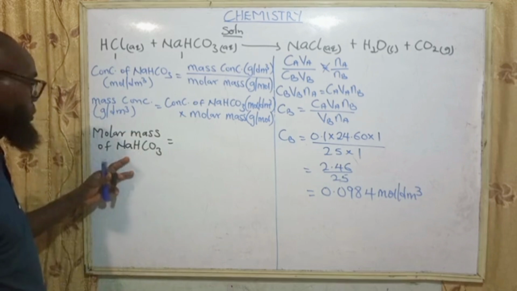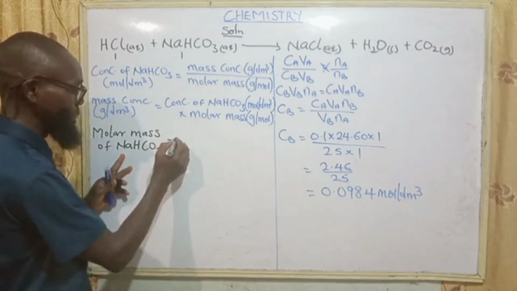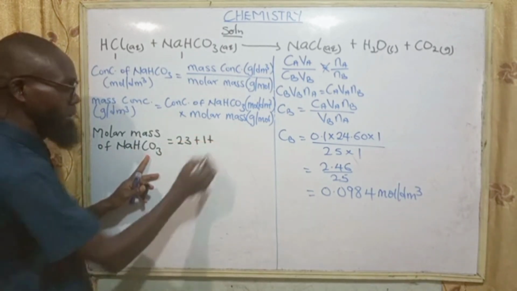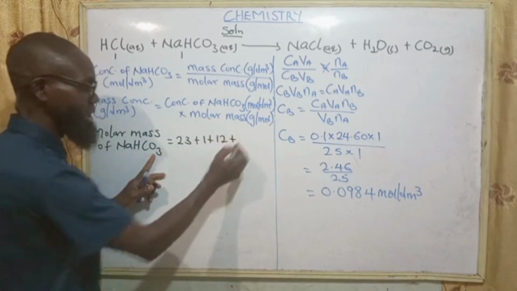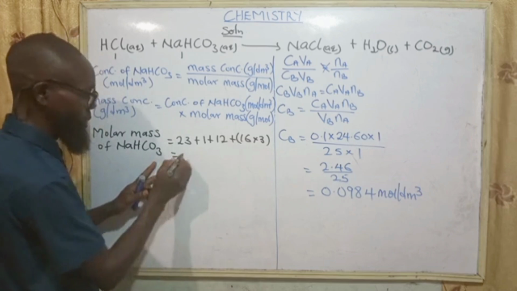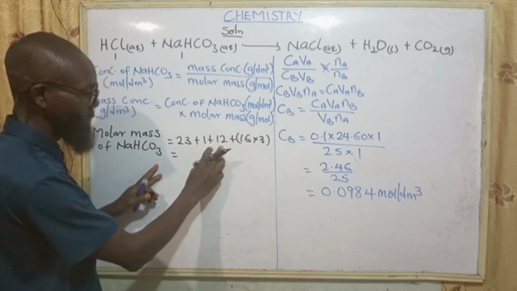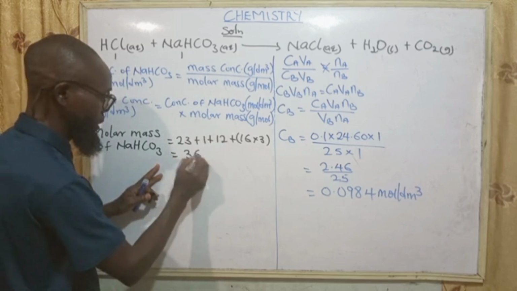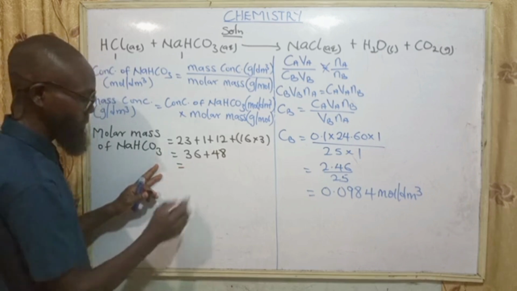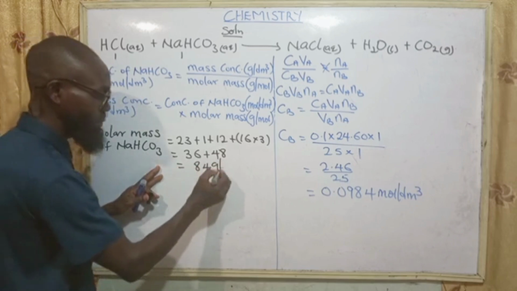So molar mass of sodium hydrogen carbonate will be atomic mass of sodium, it should be given, that is 23, plus hydrogen is 1, plus carbon is 12, plus oxygen, that is 16 multiplied by 3. So we have 23 plus 1, we have 24. 24 plus 12, we have 36. Plus 16 times 3, we have 48. So sum it up, what do we have? We have 84 grams per mole.